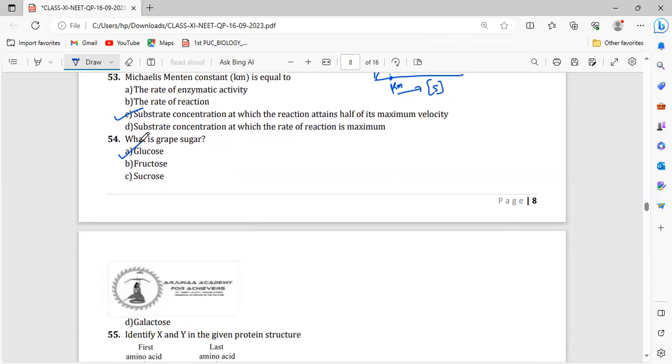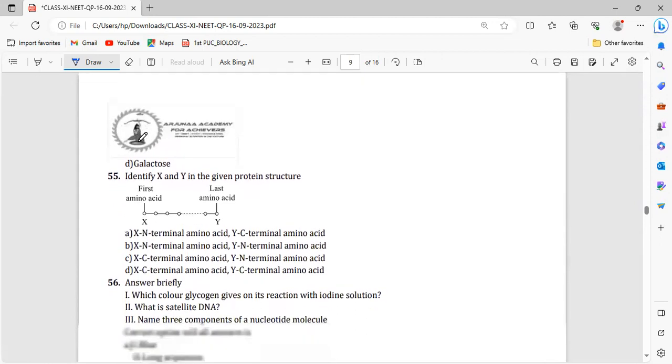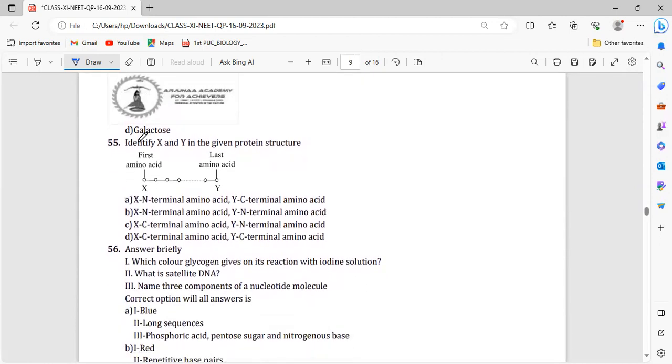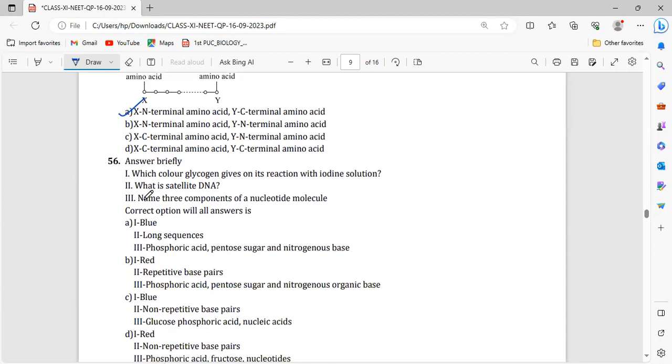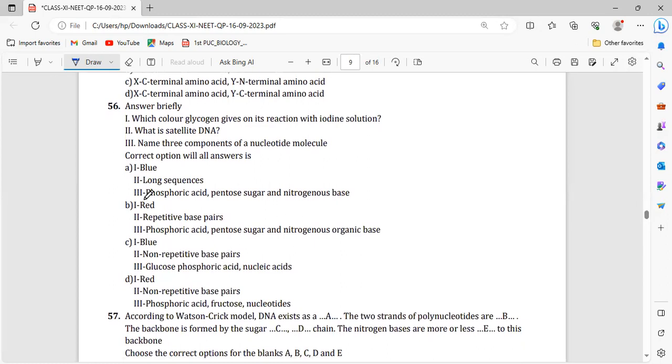Then 54. Which is a grape sugar? Grape sugar is also called glucose. Then 55. Identify X and Y. Here X is the first amino acid, at the extreme left-hand end, which will be the N terminal, and the last amino acid is Y. So the Y end, the right end, will be the C terminal. So the answer is A. 56. Answer briefly.